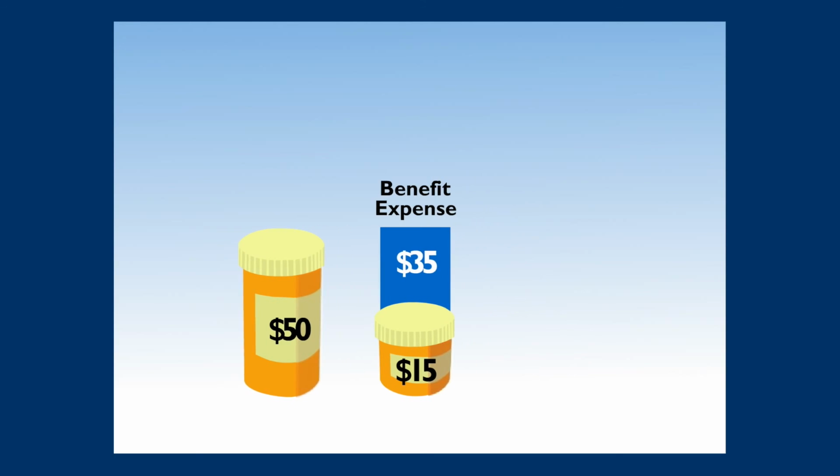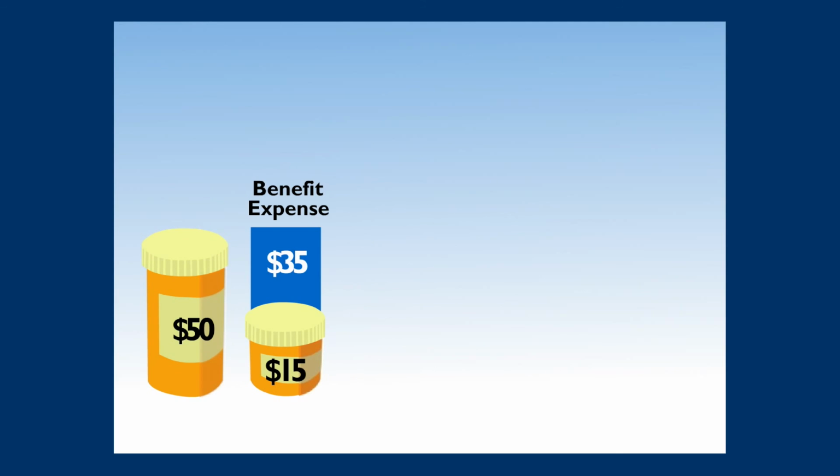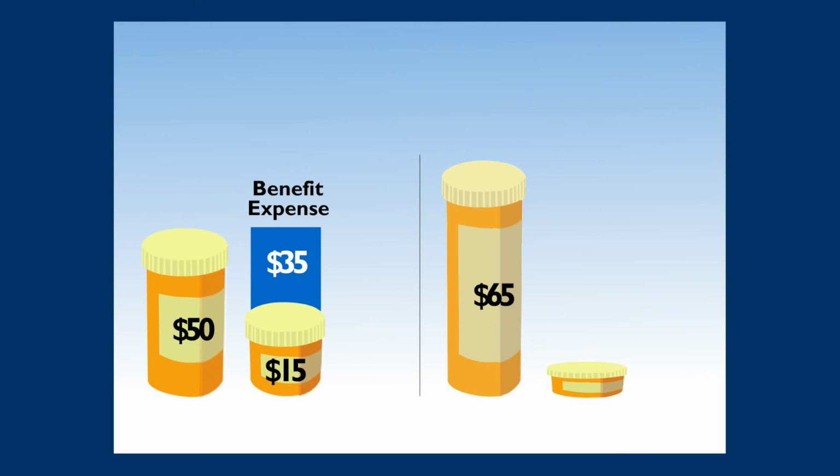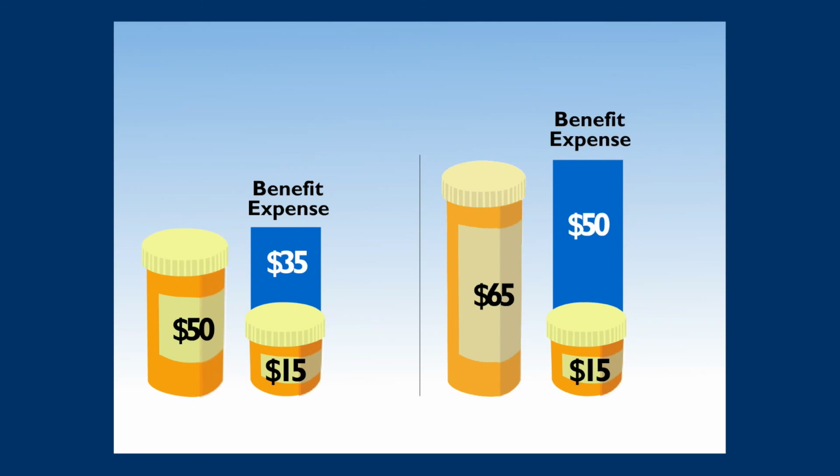What happens, though, when the cost of the drug increases? In our example, the drug's price increases by 30% to $65, but the member still pays $15 out of pocket. The benefit expense is now $50. That's a 42% benefit increase that has to be absorbed by the health insurance plan or the employer-sponsored plan.